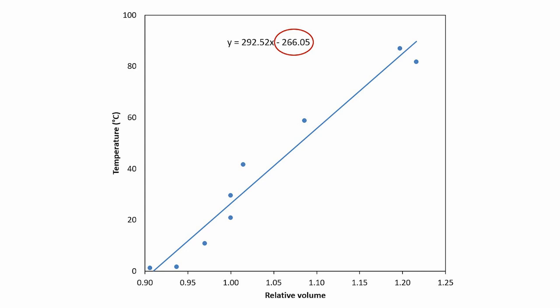That is our estimate for absolute zero. The actual absolute zero is minus 273.15 degrees Celsius, which is very close to minus 266.05. I think we've done well for estimating absolute zero using a bunch of balloons and a homemade caliper and a handheld infrared thermometer.